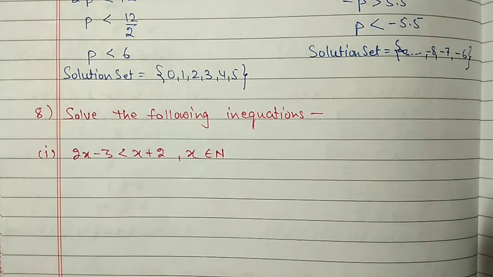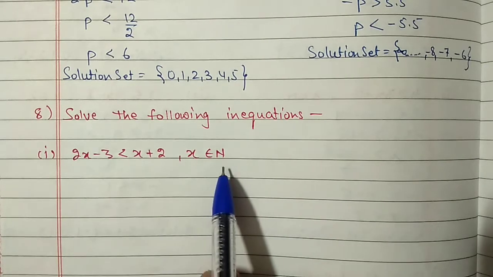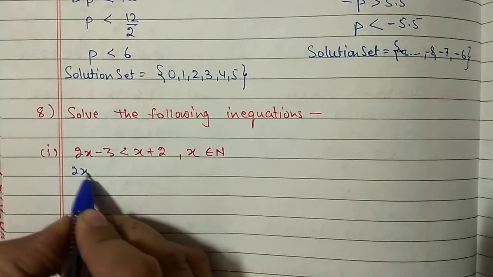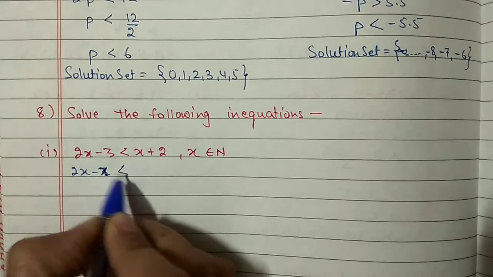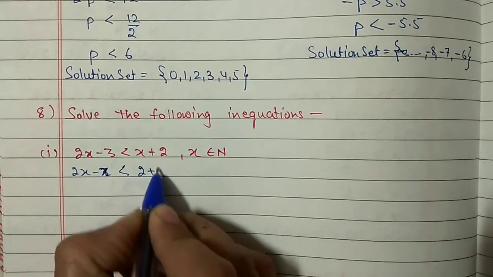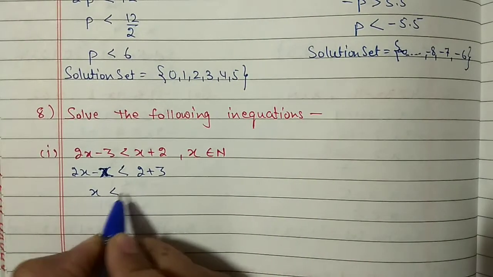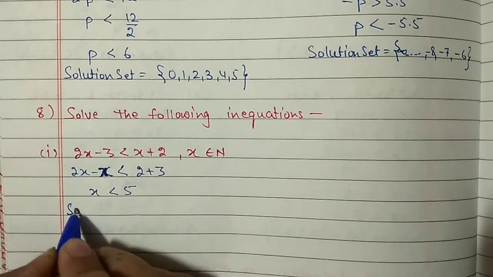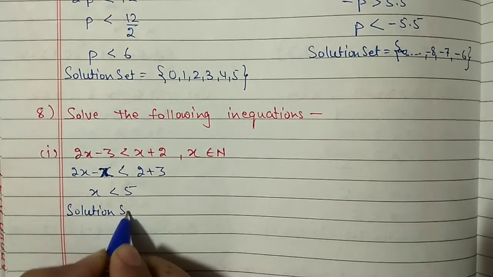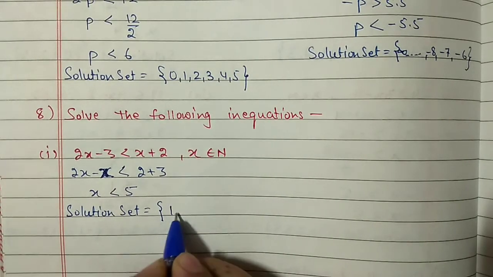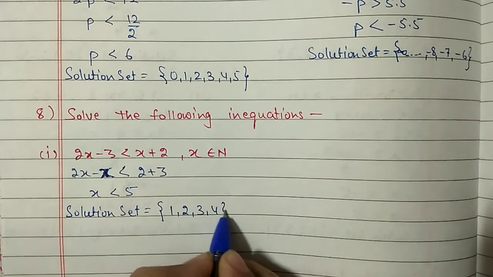Next, question number 8, the first part: solve the following inequations. 2x − 3 < x + 2, and the replacement set is natural numbers. So first we will simplify this. This x we can shift to this side, it will become minus x, and this minus 3 we can shift to the other side, it will become plus 3. So 2x minus x is x < 5. So the solution set will be, from natural numbers we have to take less than 5. Natural numbers start from 1, 2, 3 and 4.